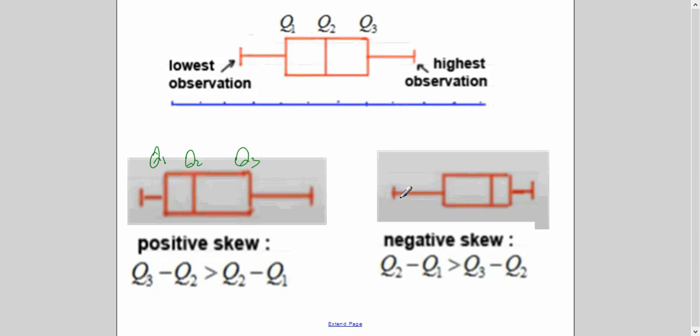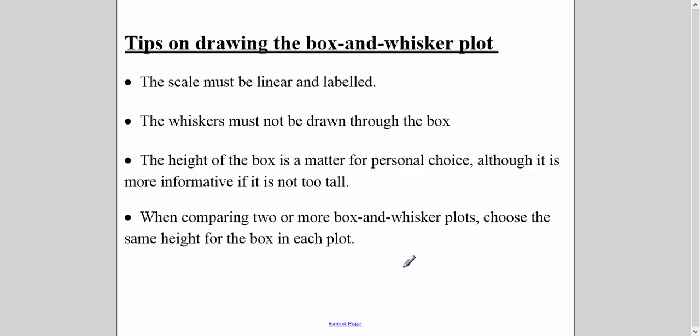Not necessarily. There are questions in which the whisker is longer on one side, whereas the box is bigger on the other side. So you have to take care of these concepts to figure out whether it is positively skewed or negatively skewed. In this case, Q1, Q2, and Q3: Q2 minus Q1 is bigger than Q3 minus Q2. So it is negatively skewed, right? So please remember this thing.